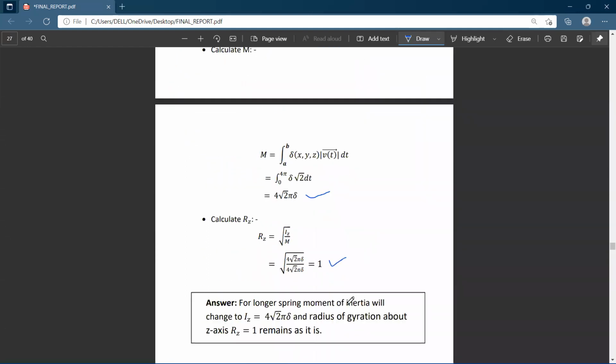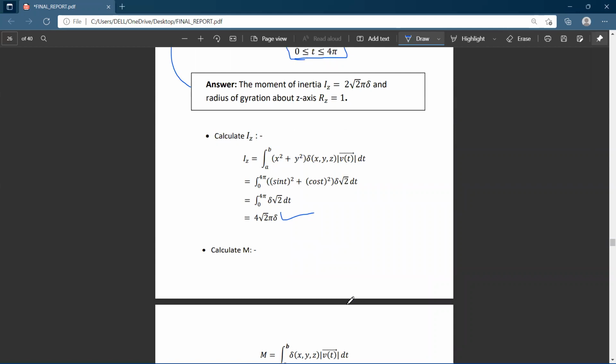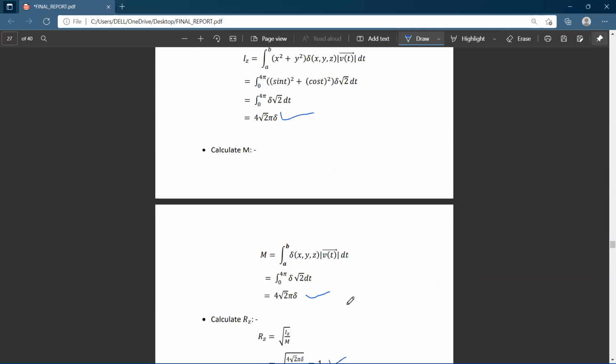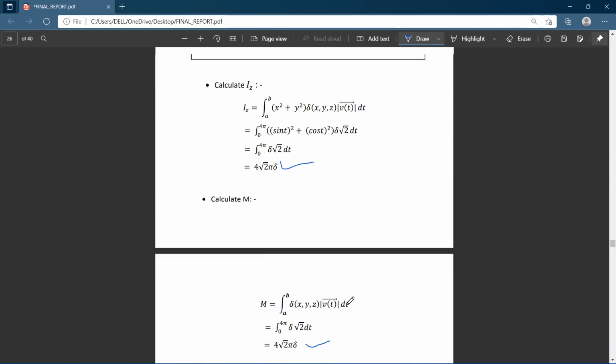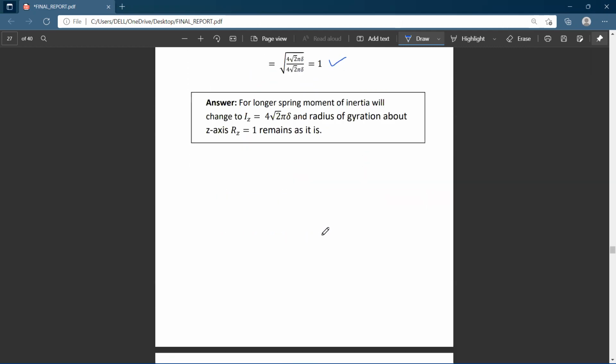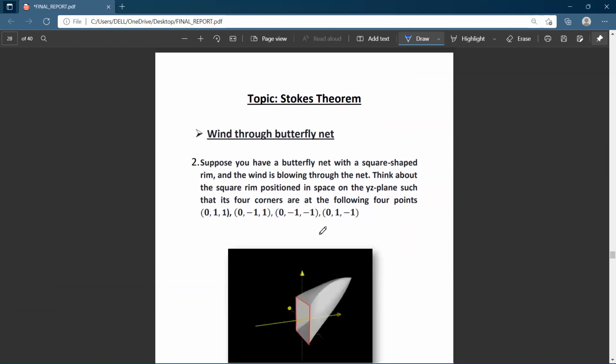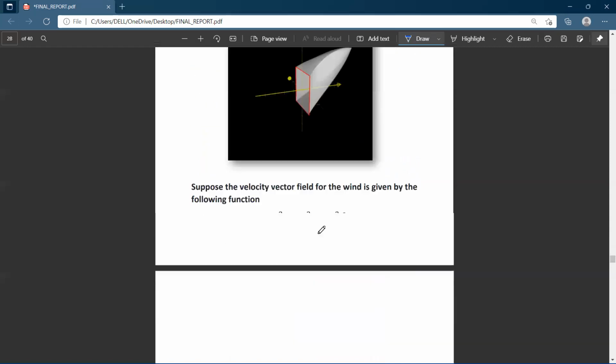So the radius of gyration is independent of the moment of inertia and the mass, or we can say the length of the spring. For a longer spring, the inertia and mass will change, but the radius of gyration remains as it is. This is the problem from the line integral. Now another problem, for Stokes' theorem.